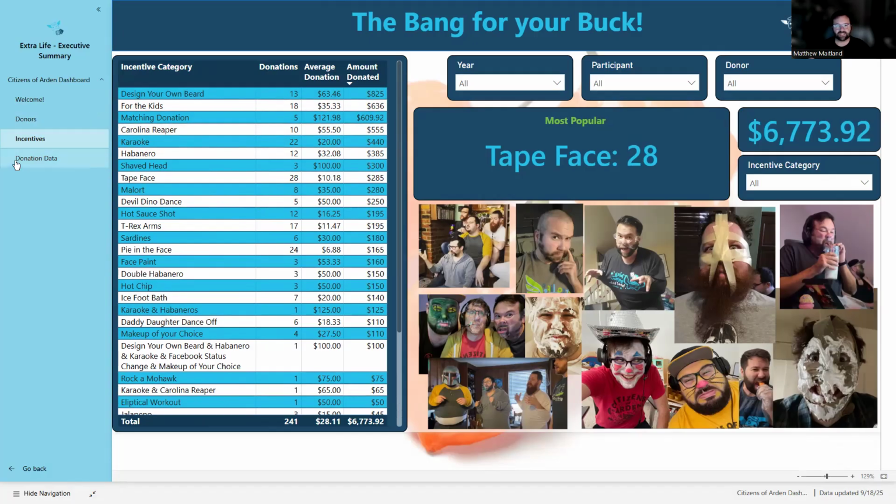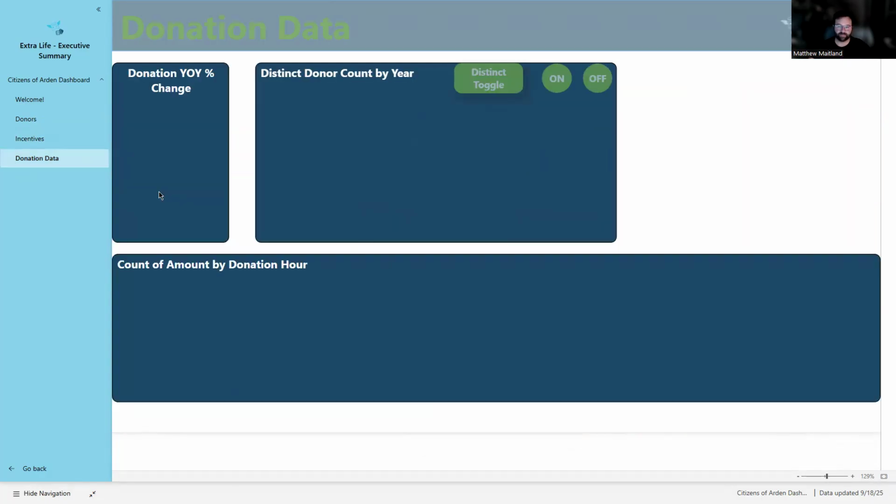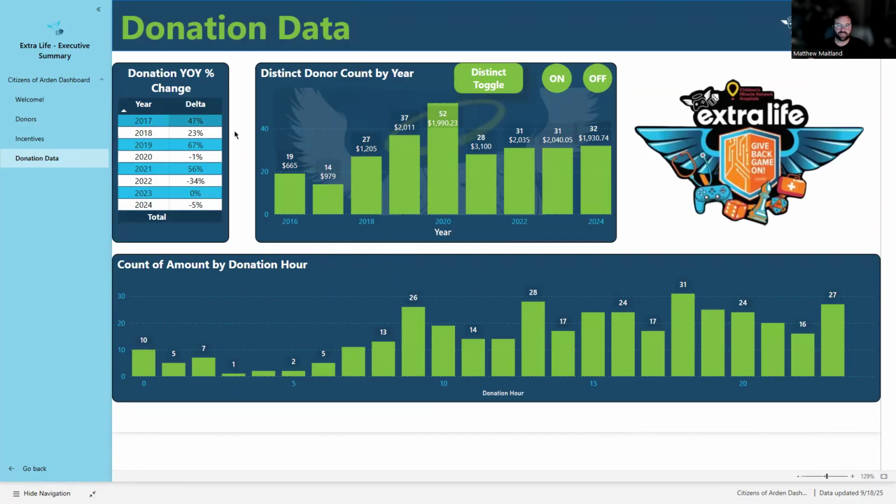All right. Next up, let's take a look at our donation data. So when we're looking at our donation data, we'll see there's a few different visuals here. Number one is this donation year over year percentage change. This is interesting to look at because it shows us from 2016 to 2017, we increased 47%. From 2017 to 2018, up 23, 2018 to 2019, up 67, and so on. We see we have this big spike here in 2019, which was great. Really just kind of getting our feet underneath of us. It was our fourth year. We were just rocking and rolling at that point.